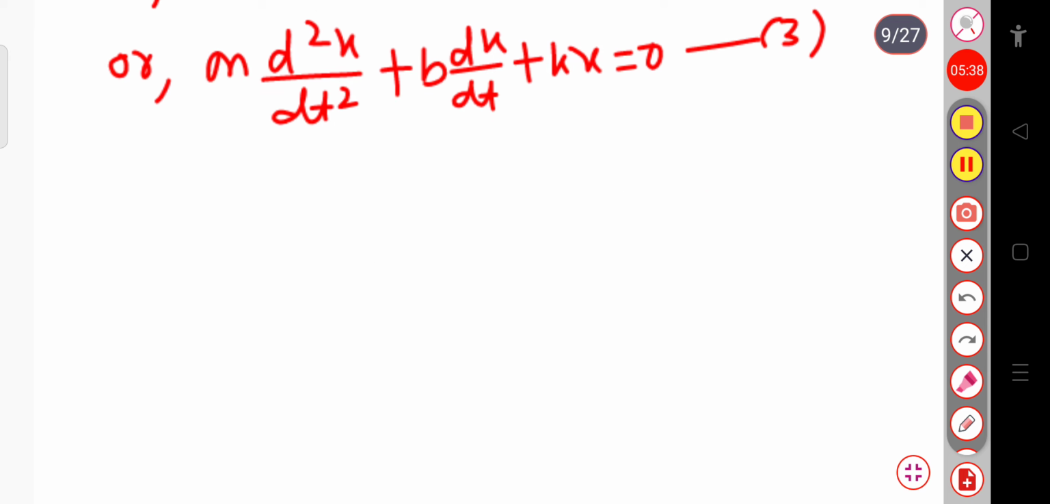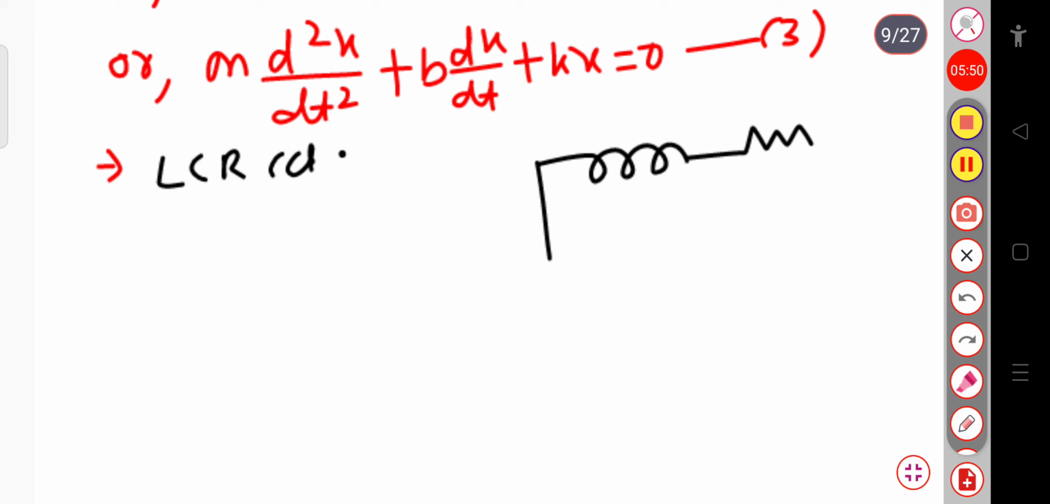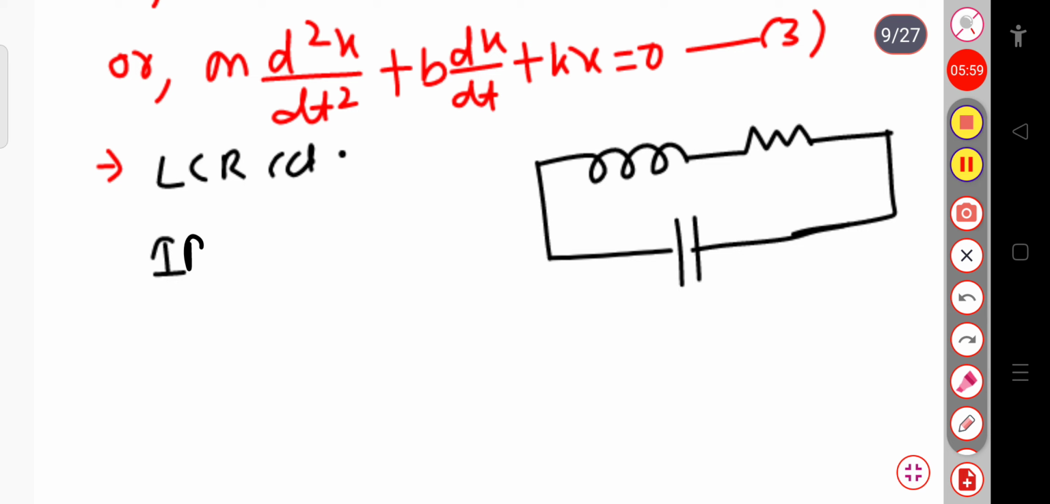Now, if I calculate for the LCR circuit, that is an inductor, resistor and a capacitor connected together, then by applying Kirchhoff's law, I can write IR plus L di by dt plus q by c equal to 0.